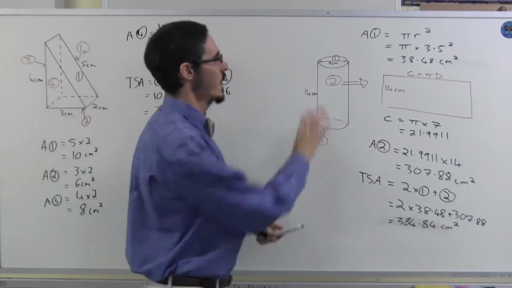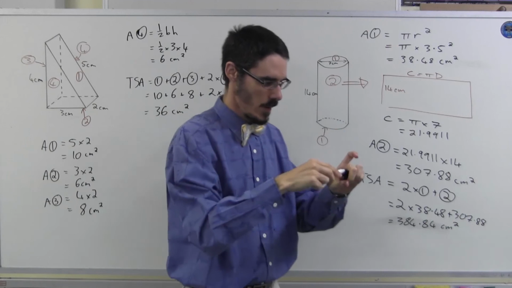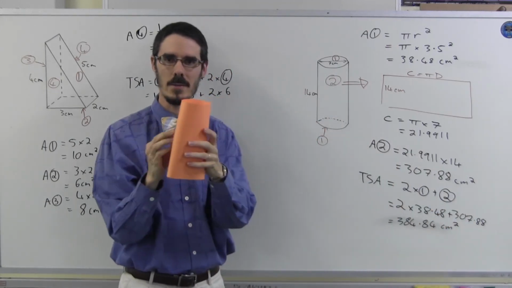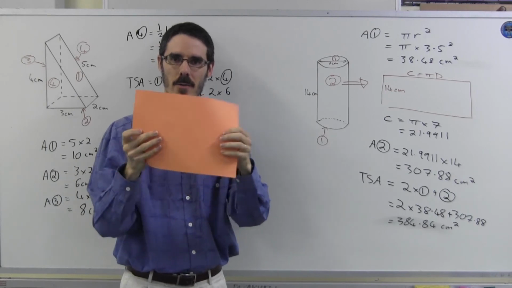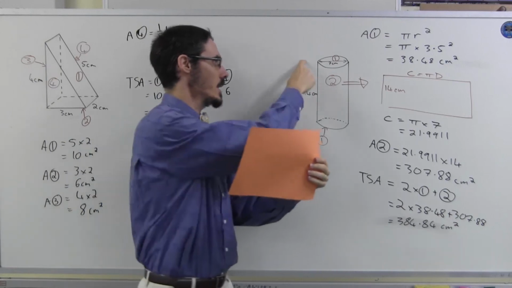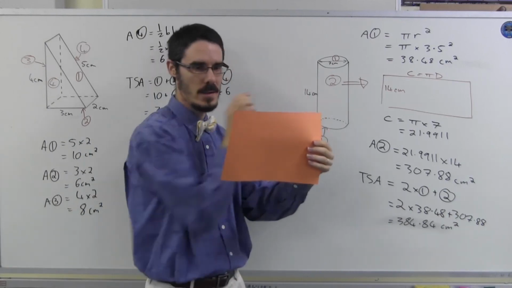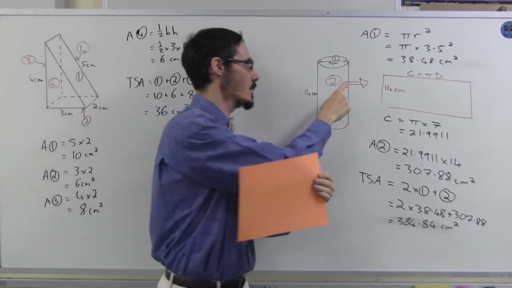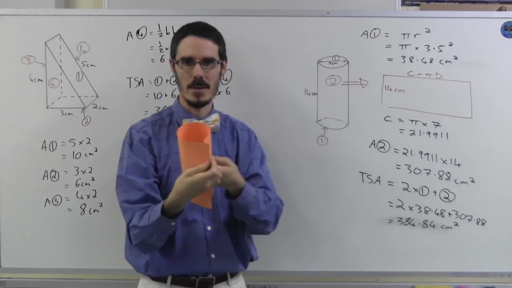Okay? Think about the shape. If you need to, get yourself a model, make yourself a cylinder. If I unwrap that, the width here of the rectangle is the height of that cylinder. And remember, the length of that rectangle is the circumference of the circle.